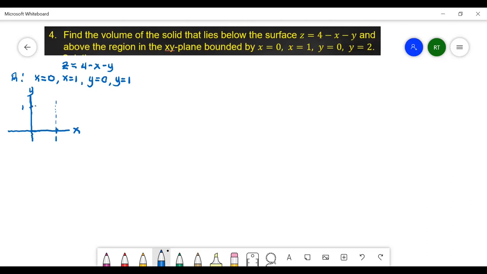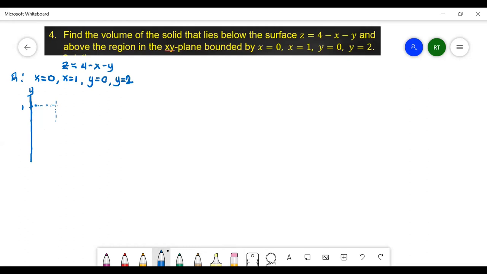Y is equal to 1 is, of course, y is equal to 2. Wait. Nagkamali ng kopya. Okay, so this must be 2. Let me do some modification on the graph.